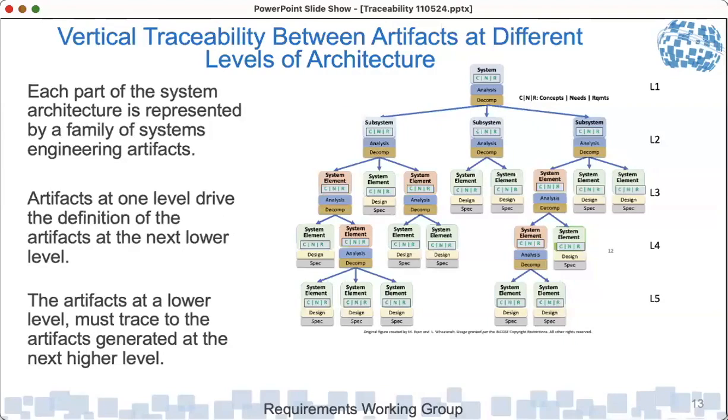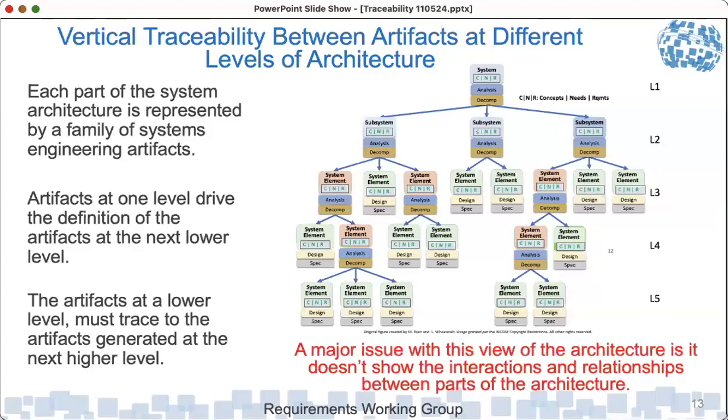And the artifacts at the lower level must trace the artifacts generated at the next higher level. So we have level 5 artifacts that trace the level 4 artifacts, that trace the level 3 artifacts, trace the level 2 artifacts, and so on. But a major issue with this view is each of the parts is often managed in a silo, developed in the silo, and this view doesn't show the relationships that exist between the different parts of the architecture.